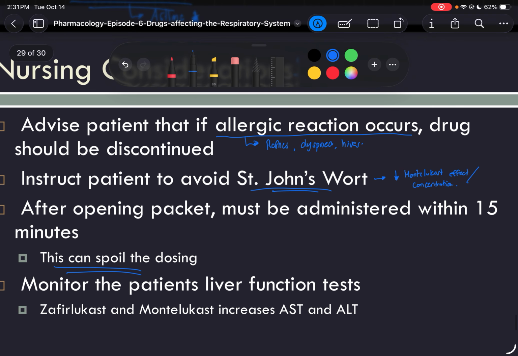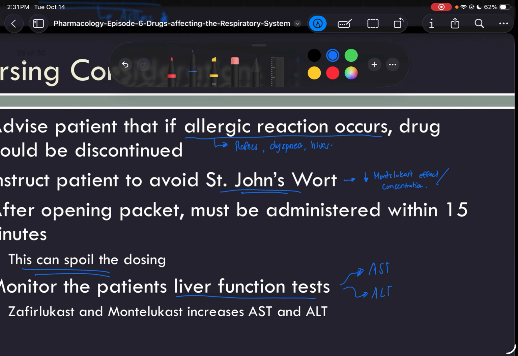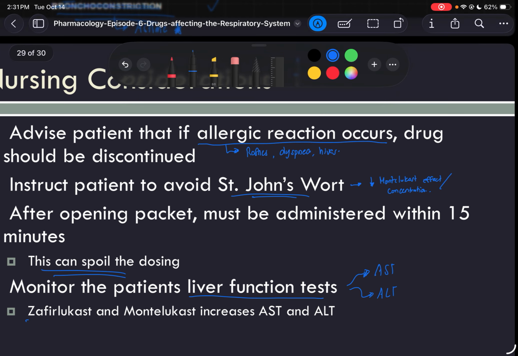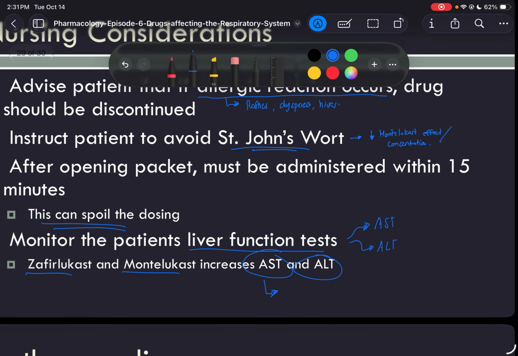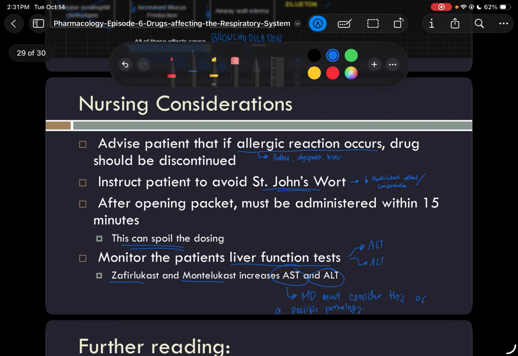And then you need to monitor the patient's liver function test. Okay? When we say liver function test, mao to siya ang atong AST and then our ALT. Not because this is hepatotoxic. This is not hepatotoxic technically speaking. Zafirlukast and Montelukast increase the AST and ALT. So, the MD must consider this as a possible pathology. Okay? He must consider that, no? A reaction to the drug. And I think that's it, no?